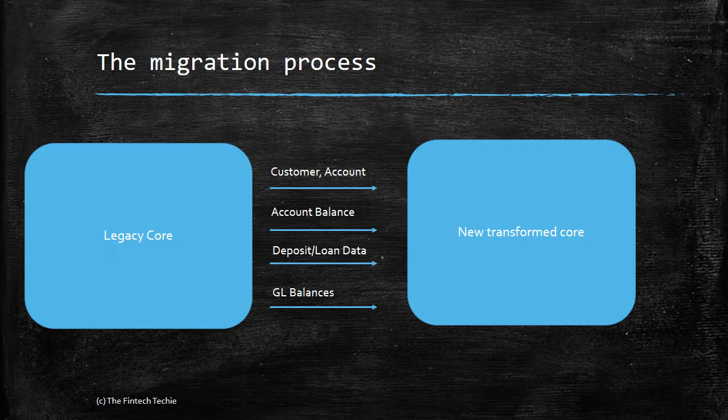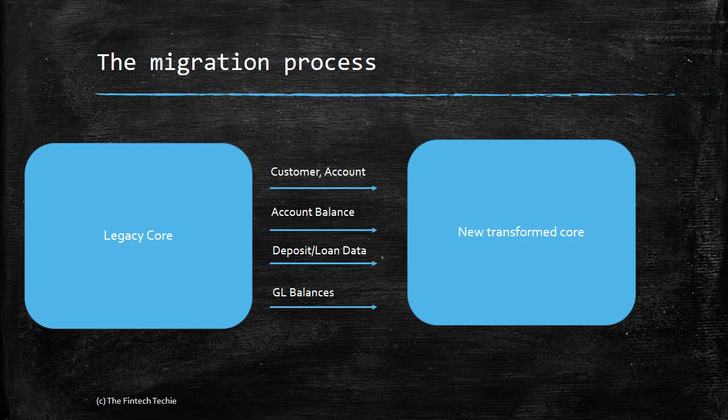Whenever you're migrating from a legacy code to a new transformed code, you actually start with static data like customer data, account data, and so on. And then we move on to account balances, the customer account balances. Subsequently, we go to contracts like deposit contracts, loan contracts, and so on. And finally, to complete the big picture, or to ensure that the new balance sheet balances are equal to the legacy code's balance sheet, we migrate the GL balances.